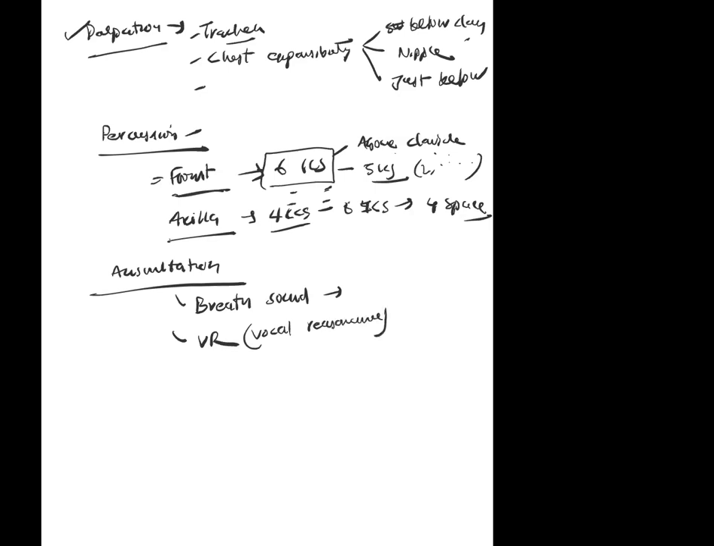When checking the vocal resonance, ask the patient to say 99. Now I am going to check your vocal resonance. So when I put my stethoscope on your body, just say 99. At the same time, you say, okay, just say 99, say 99. In this way, you can do the auscultation.